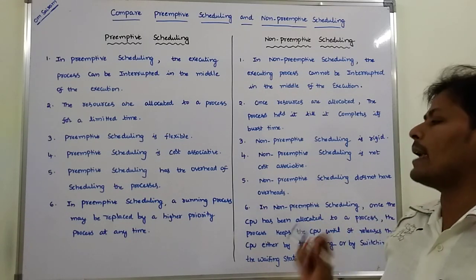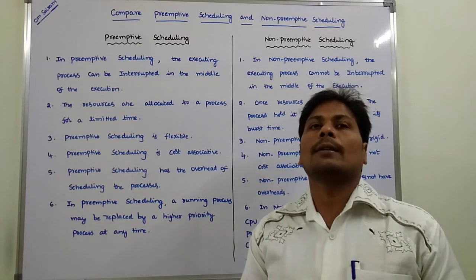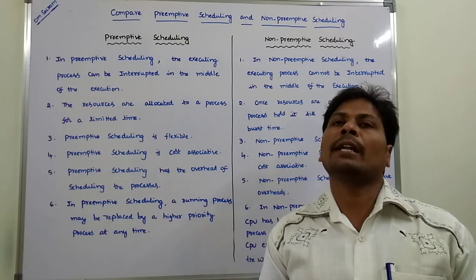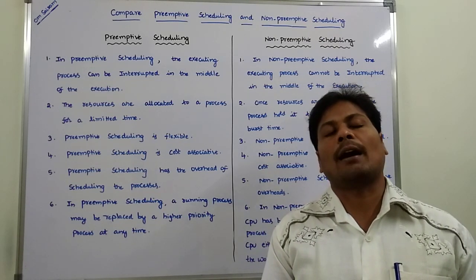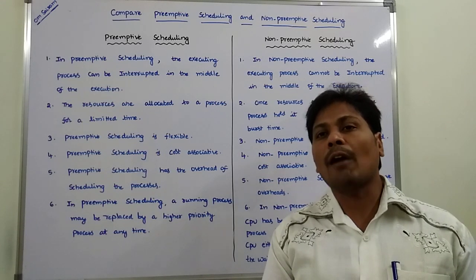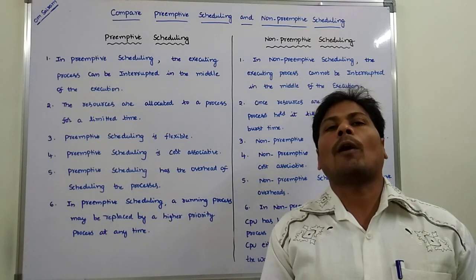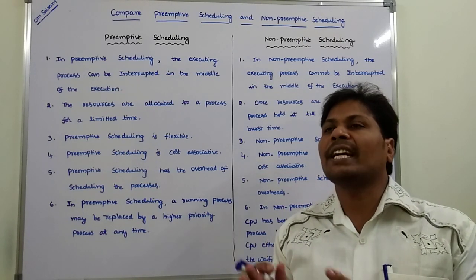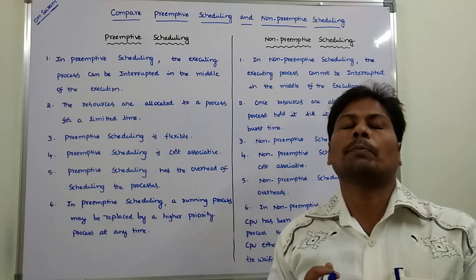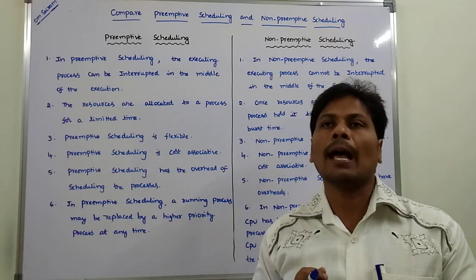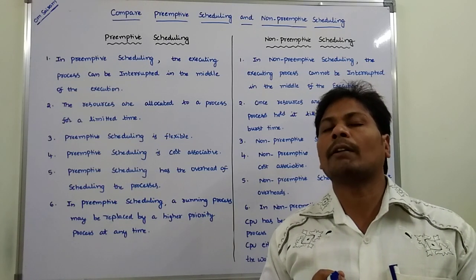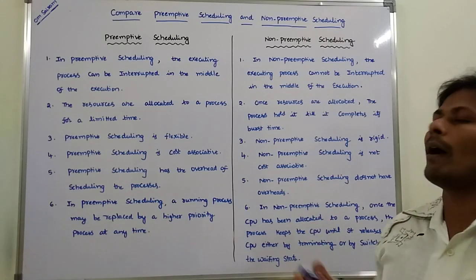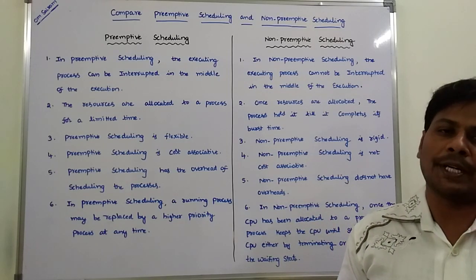Whereas in the case of non-preemptive scheduling, the CPU is allocated to a particular process, and even when a highest priority process arrives, it does not relinquish the control of the CPU from the lowest priority process. If the lowest priority process completes its execution, then it releases the CPU. Otherwise, it does not release the CPU. So that is the concept behind non-preemptive scheduling.